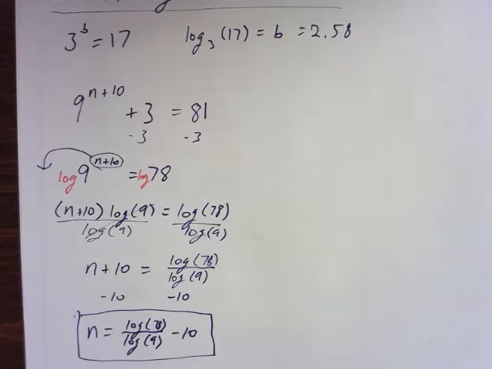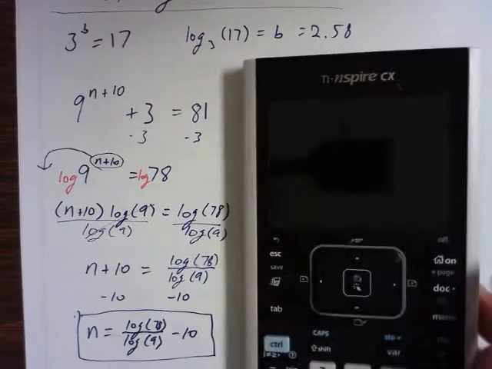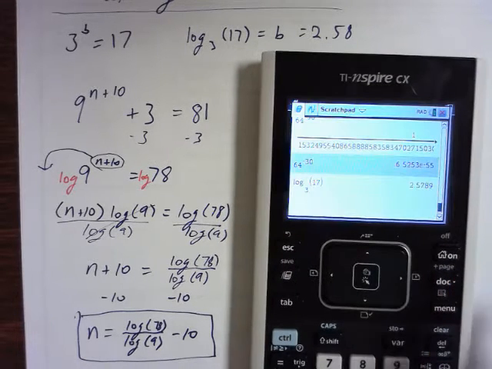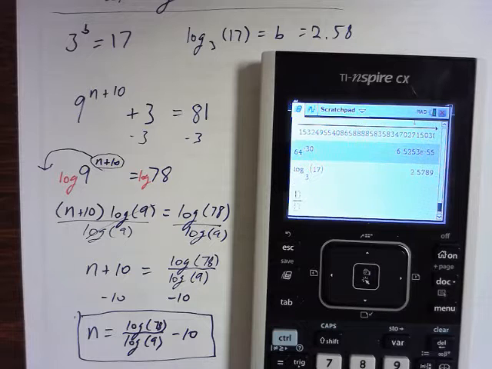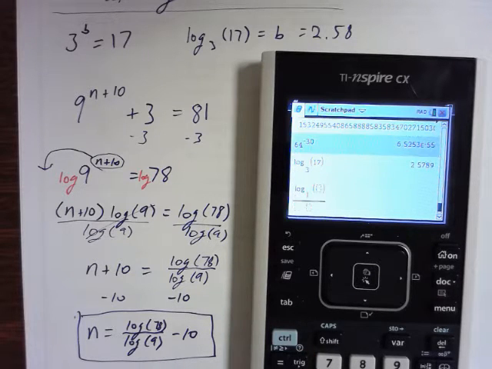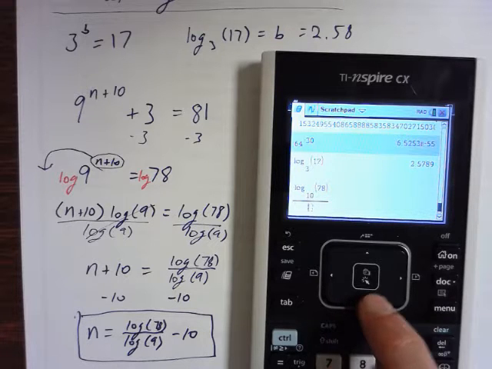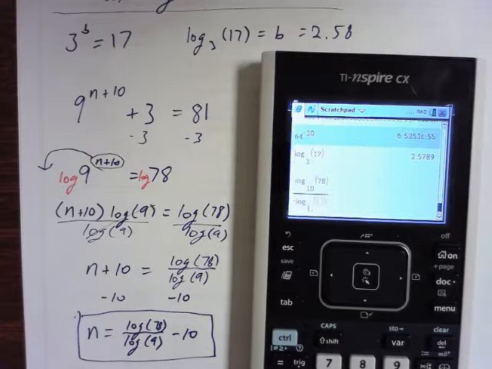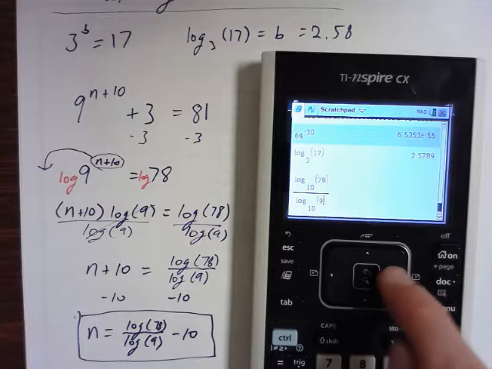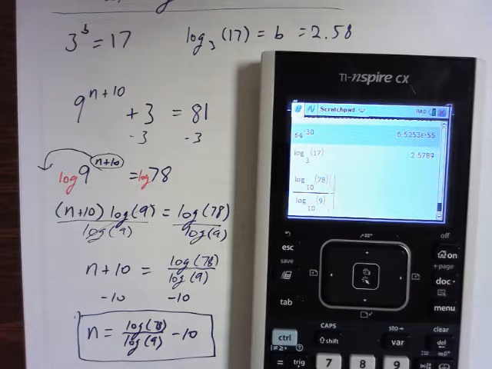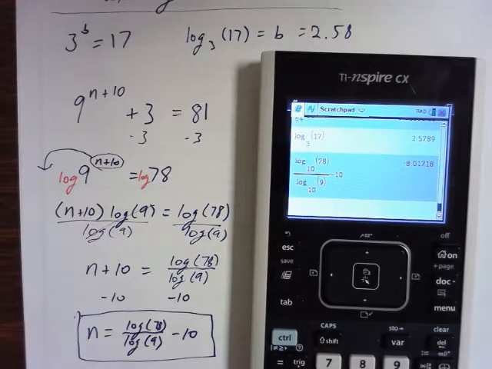Now, if I asked you to not just simplify it, but to actually solve it, you can go back to our calculator over here, and we can do my fraction, and I can say that log base 10 of 78 over log base 10 of 9, and then subtract 10 from all of it, and I would get negative 8.02.